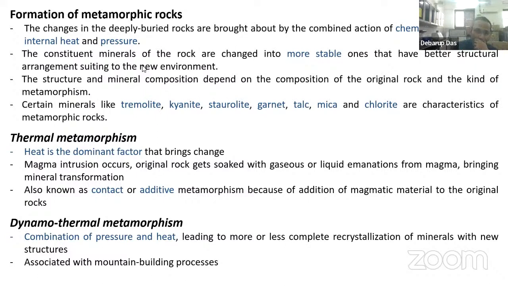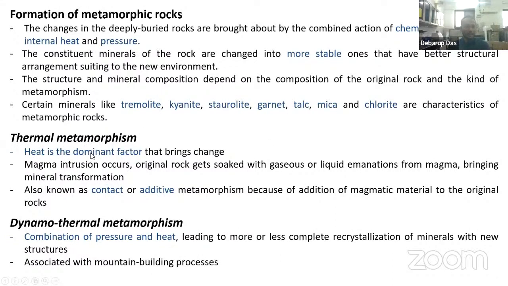The constituent minerals of the rock are changed into more stable ones that have a better structural arrangement suiting the new environment. The structure and mineral composition depend on the composition of the original rock as well as the kind of metamorphism. Certain minerals like these are characteristic of metamorphic rocks. So that means if these minerals are present in a rock, you can say they are metamorphic rocks.